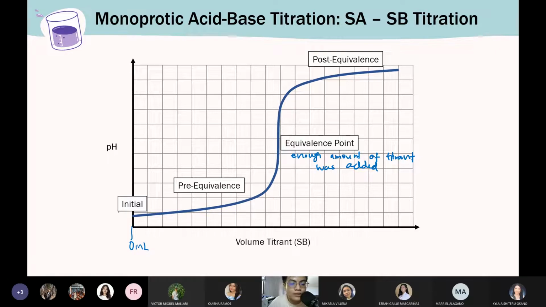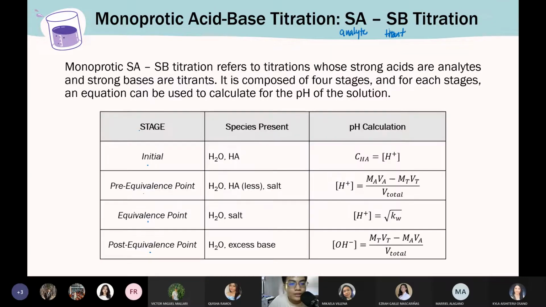Okay? So, initial, wala ka pang dinadagdag na titrant. Pre-equivalence, may dinadagdag ka na titrant. Equivalence, you just added enough amount of titrant. Okay? So, meaning tapos na yung reaction. And then yung post-equivalence, ito yung kapag nasobrahan ka ng patak. Kapag nasobrahan ka ng titrant, post-equivalence na tawag doon. Okay? Again, what are the 4 stages for SASB? Initial, pre-equivalence, equivalence, and post-equivalence.